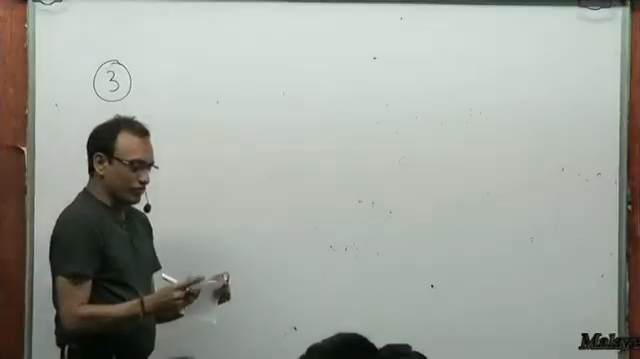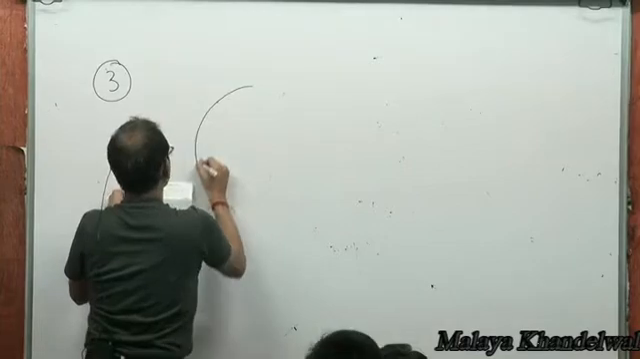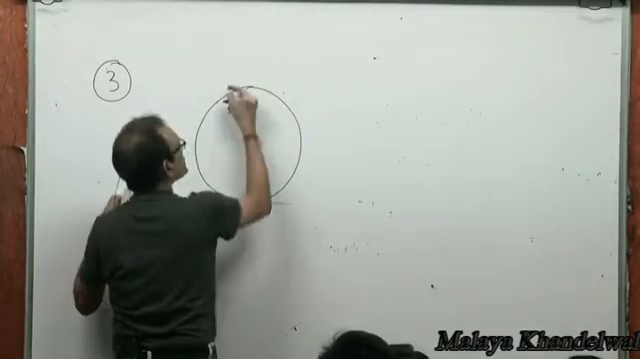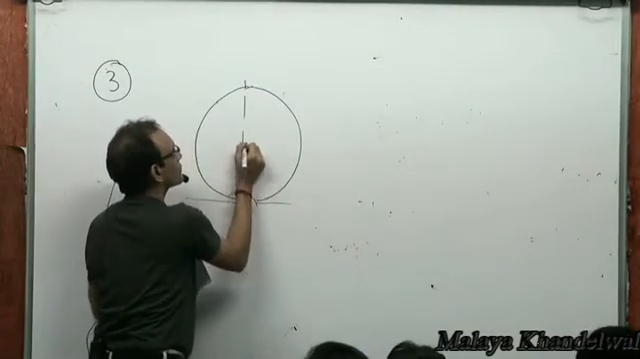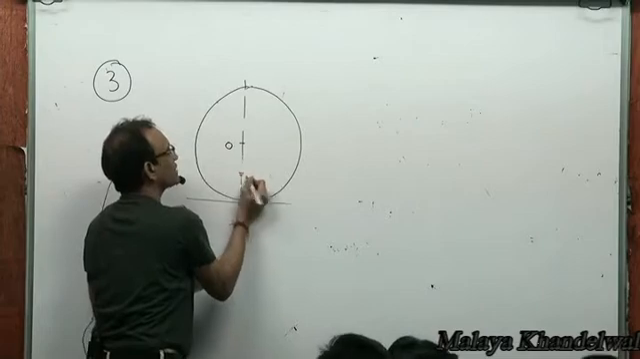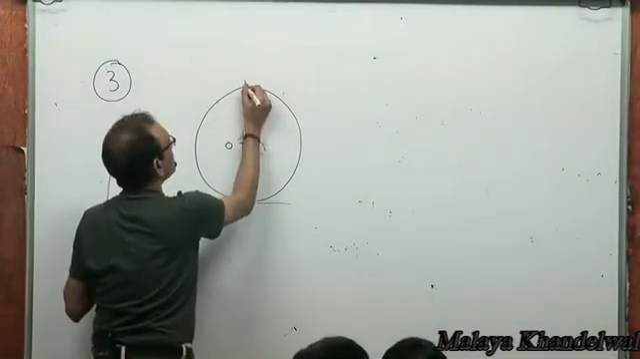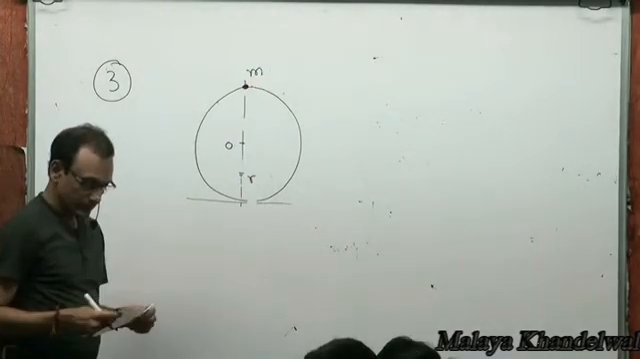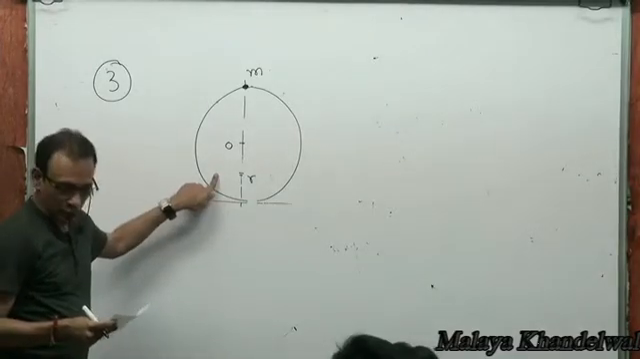A small body of mass m is placed on top of a smooth spherical surface of radius r, which is fixed. This is the center O, r is the radius of this surface, and there is a mass m at the topmost point of the surface, and the surface is given to be smooth.